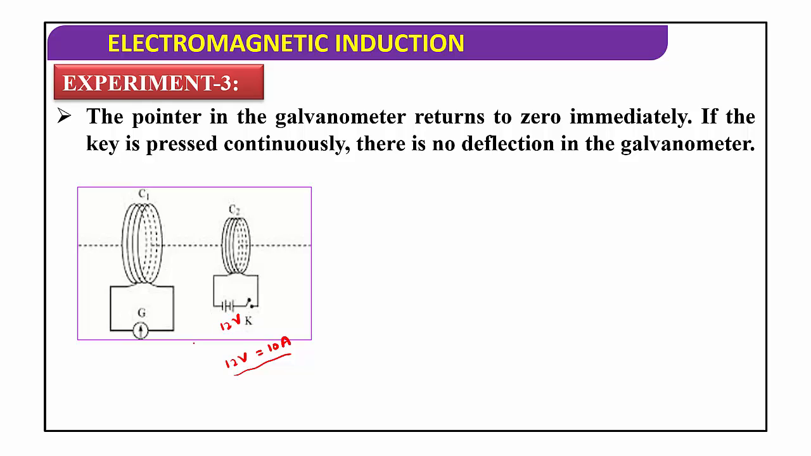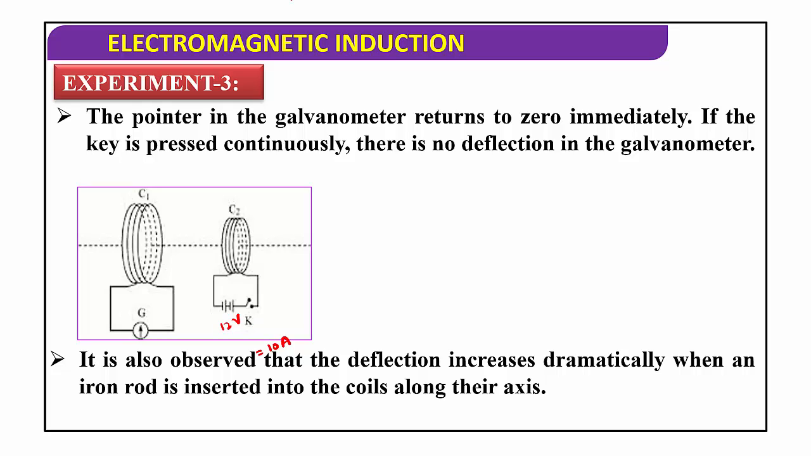Observe the first point. The pointer in the galvanometer returns to 0 immediately if the key is pressed continuously. When you press the key continuously, the current remains constant. The magnetic field surrounded by that electric current remains constant. So there is no induced EMF. There is no deflection in the galvanometer.